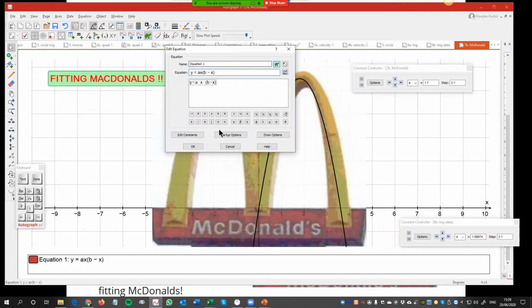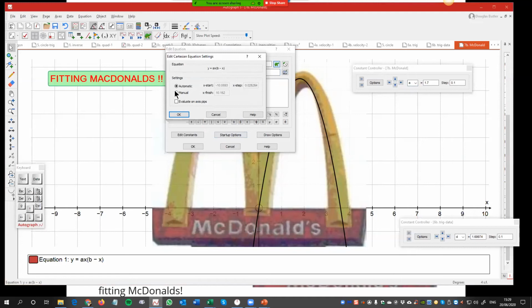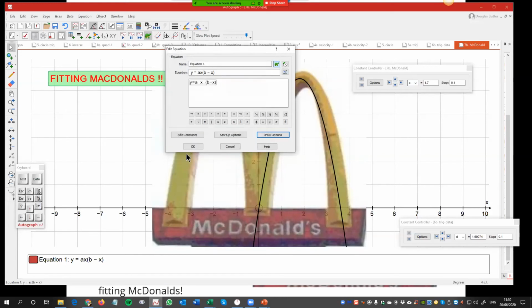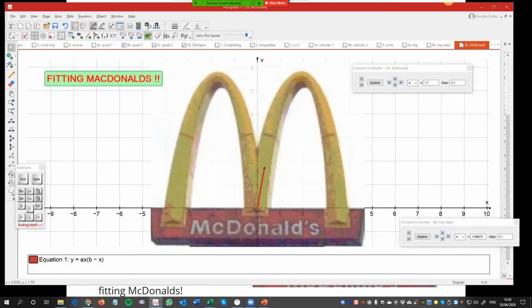graph, and the startup options are really important here. We're going to do it manually from x start at 0 and finish at b. So it'll only plot one little bit. While we're at it, let's make it a bit thicker so you can see what's going on. So now it starts here and it finishes here.